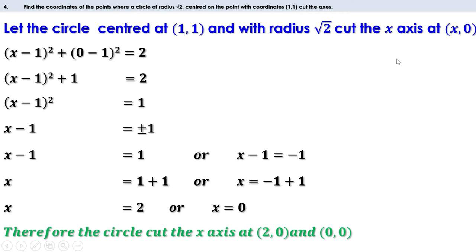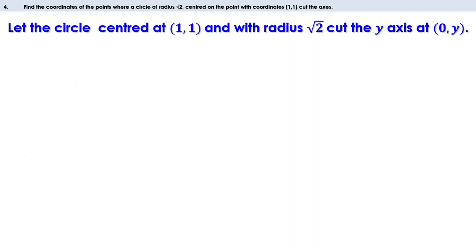Now let us find the coordinates of the points where the circle cuts the y-axis. The point where the circle cuts the y-axis is on the y-axis. Therefore, its x-coordinate is 0. Let us take the y-coordinate as y. That is, let us consider the point where the circle meets the y-axis as 0, y. 1, 1 is the center, 0, y is a point on the circle. So the distance between these 2 points is the radius root 2. So the square of the distance is the square of root 2 or 2.